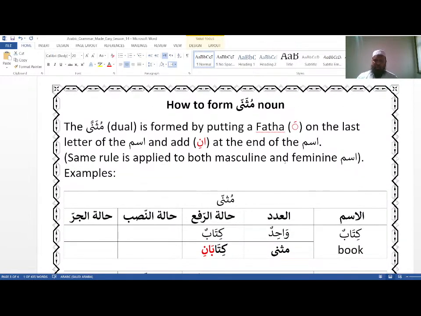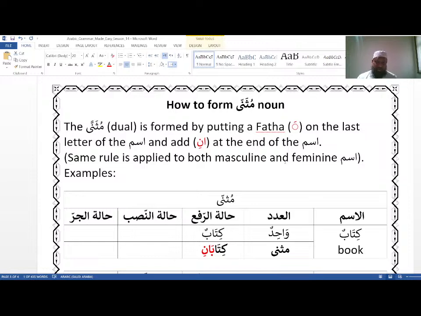Okay, let's do one by one. We have on the right al-ism, meaning noun, kitabun. Al-adad is number. So wahid obviously is the default. Whatever we learn, that is wahid. Kitabun is the wahid. Muthanna, what is the last letter? The ba is the last letter. Apply the rule. Put fatha on the last letter, kitaba. Put alif for halatul rafa, and noon kasra for muthanna. Kitabani.